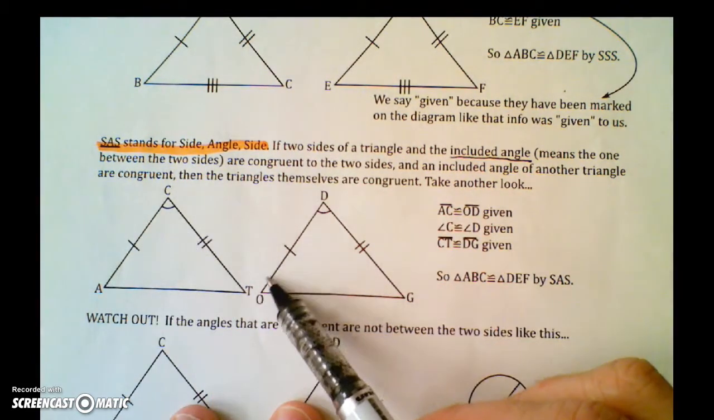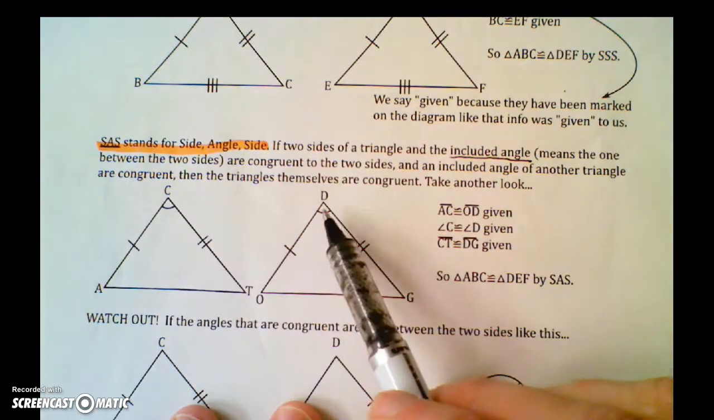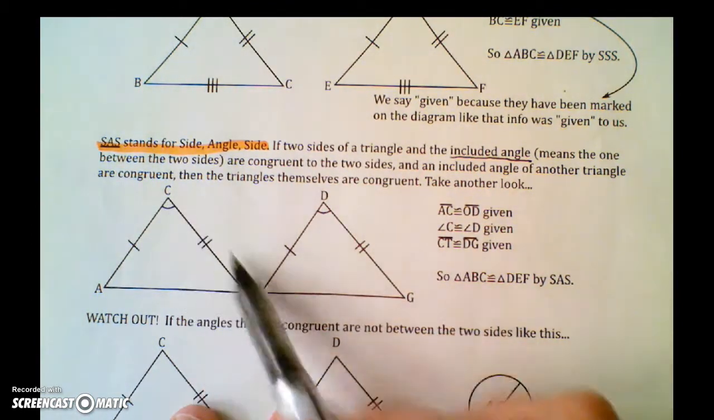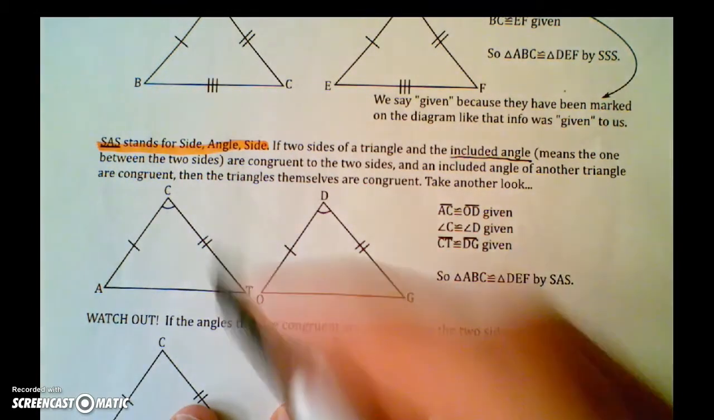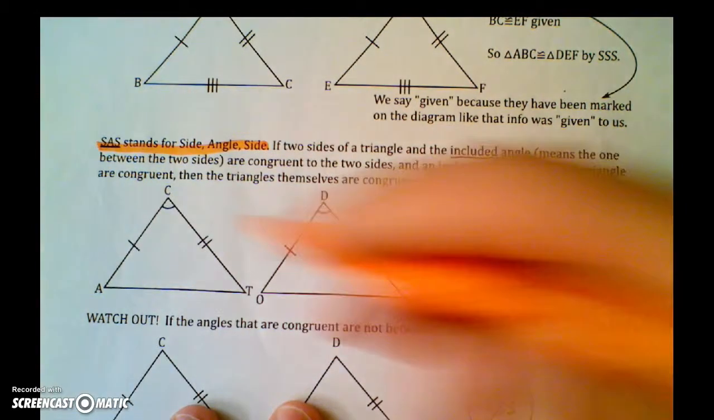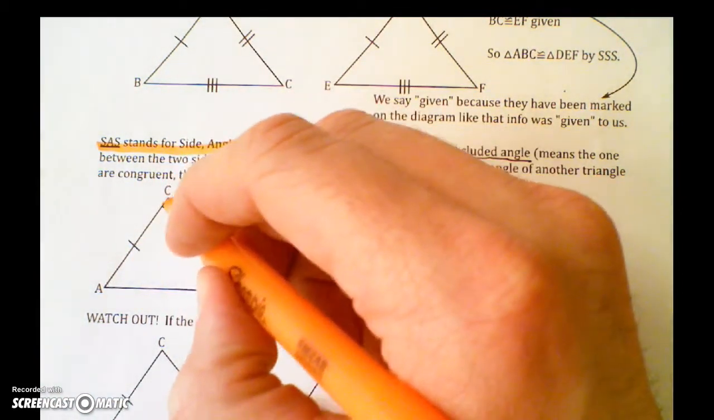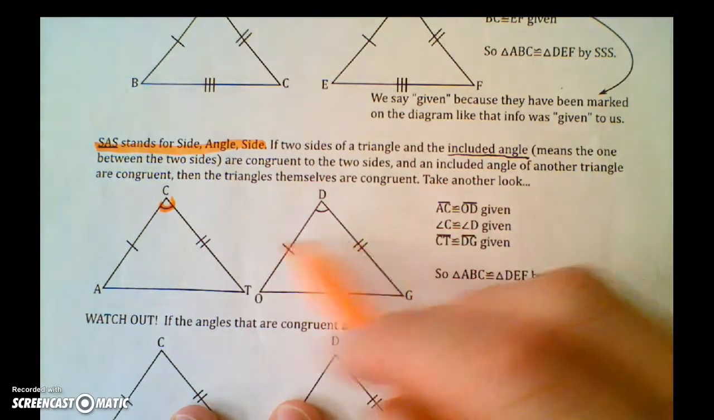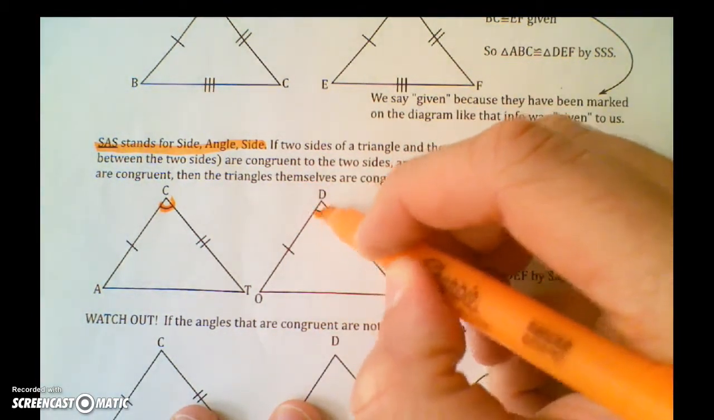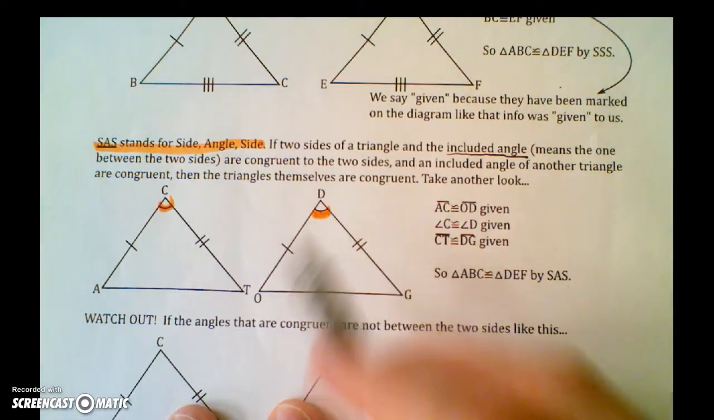So take another look. AC we can say is congruent to OD. Angle C is congruent to angle D, and CT is congruent to DG because these are all given to us. Here's what they mean by included angle. Since these two sides are congruent, the angle between them is angle C. This is the included angle. Since these two sides are congruent, the angle between them is angle D, because it's in between the two congruent sides. It's included between them.